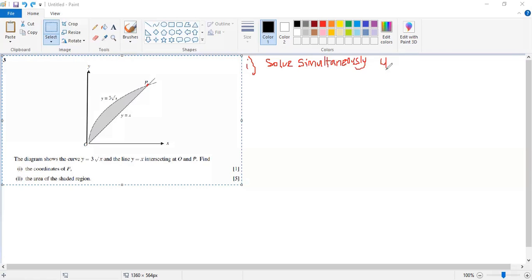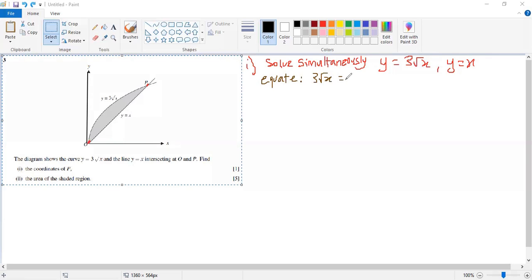So what we need to solve simultaneously is y equals 3 root x, and then y equals x. So it's a bit of a simpler equation. Some other tips: when you see the intersection is 0, 0, that means the solution is x and y both being equal to 0. So that itself is an indicator that it must be factorizable in some way, right? So we equate the two things.